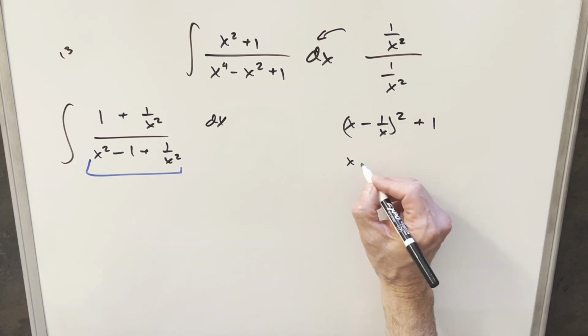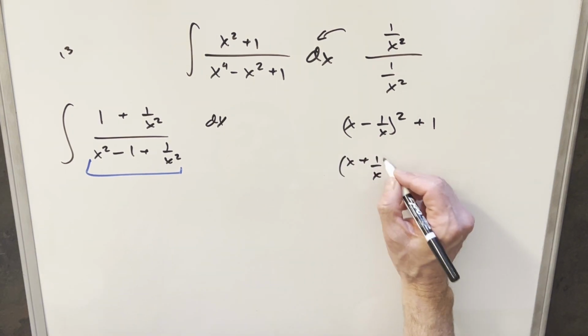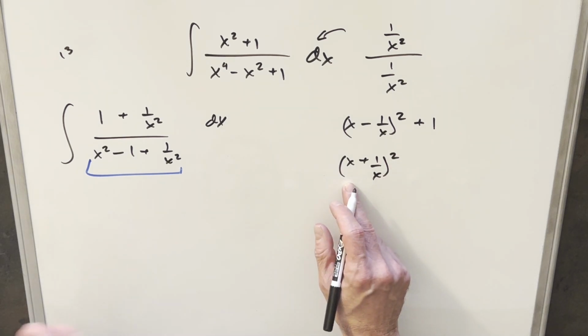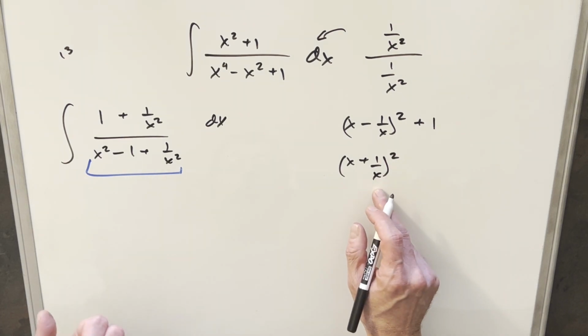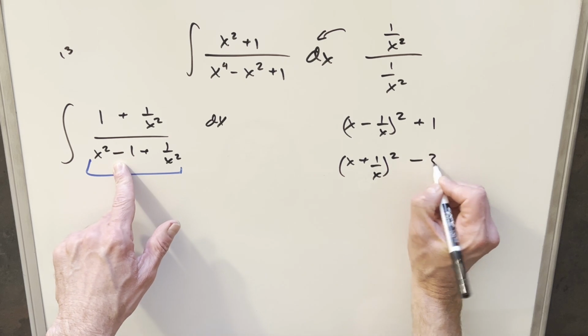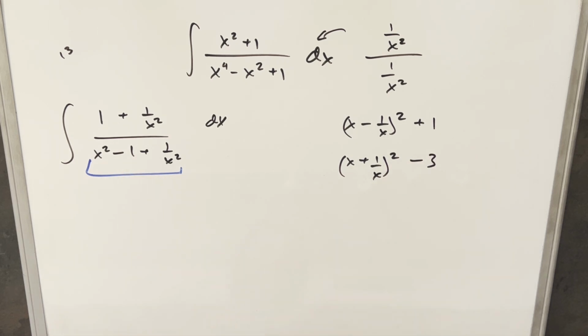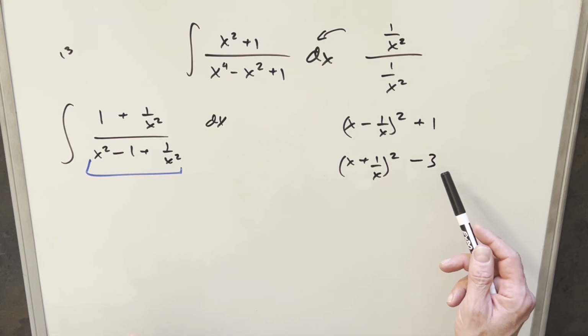And then the other way I could do this is I could write this as (x plus 1 over x) squared. This gives me x squared plus 1 over x squared plus 2. If I subtract a 3, that's going to get me back to minus 1. So from these two factorings, which one do I want to choose?